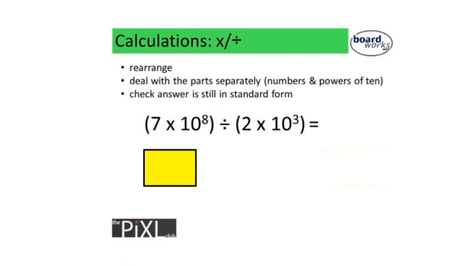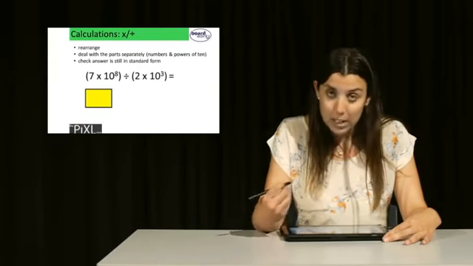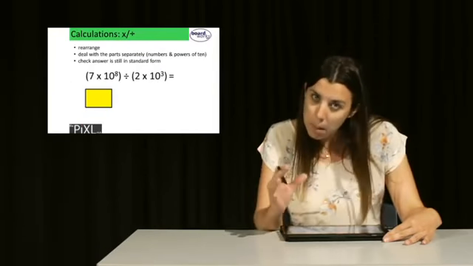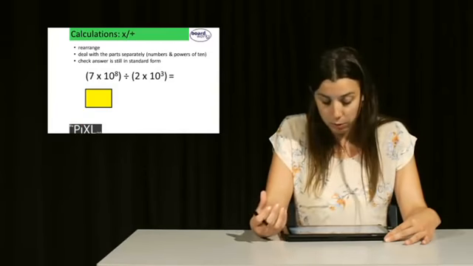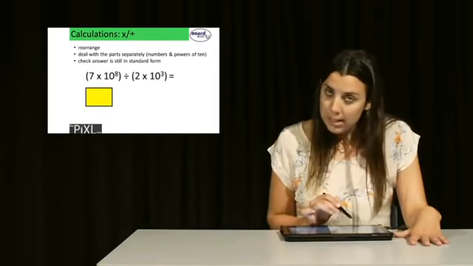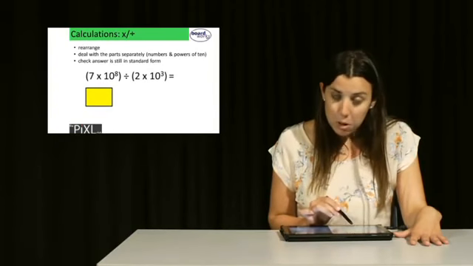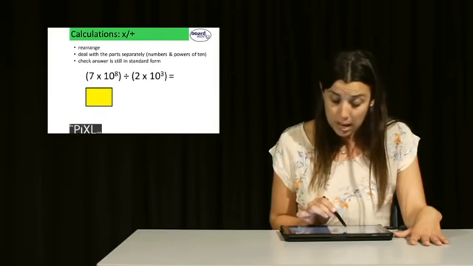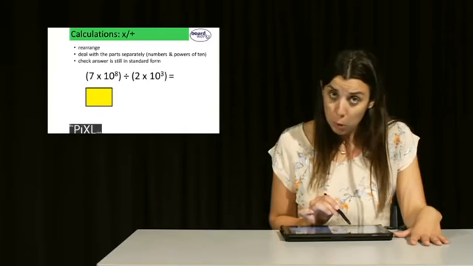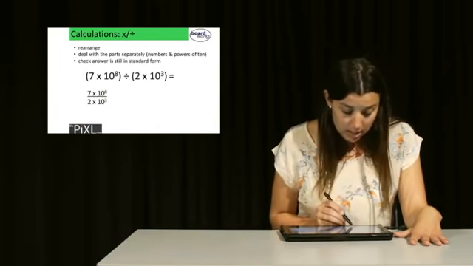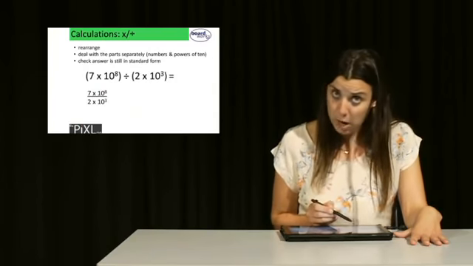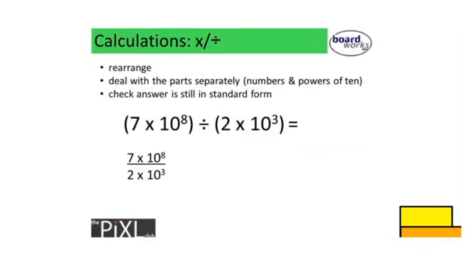Let's have a look at division. When we're dividing, we follow exactly the same method we have just done with multiplying. We rearrange, we deal with the parts separately, that's the numbers and the powers of 10, and then we check whether our answer is still in standard form. So here, it's sometimes easier to write this as 7 multiplied by 10 to the power 8 divided by 2 multiplied by 10 to the power 3 over each other. We can then see that we have 7 divided by 2, which we know is 3.5.